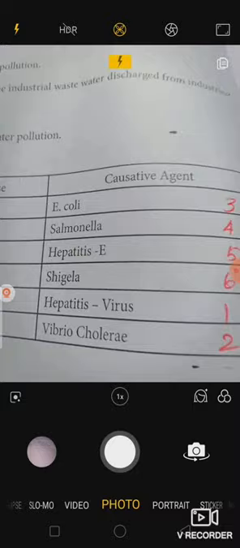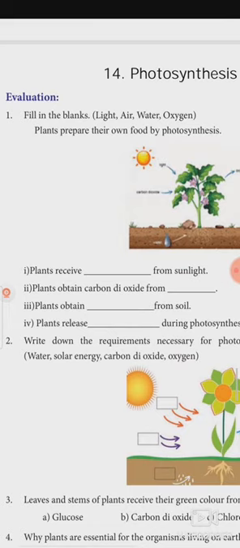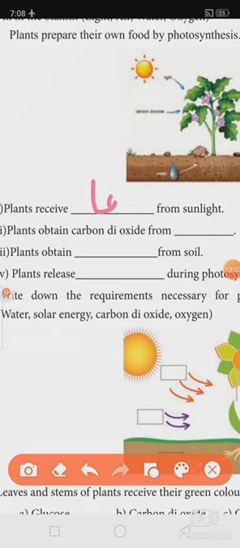Next, we need to see the 14th lesson. The 14th lesson is photosynthesis. In this lesson, the first one is fill in the blanks. They have given a picture. By seeing that picture, we have to fill the blanks. First question, plants receive dash from sunlight. Plants receive light from sunlight. Plants obtain carbon dioxide from air. They obtain carbon dioxide from air.